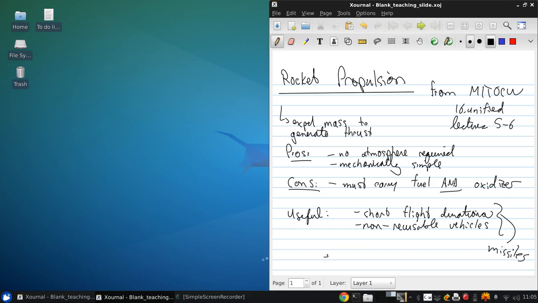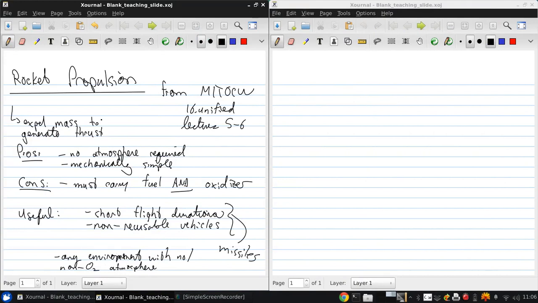And of course, also related to space, any environment with no atmosphere, or a non-oxygenated atmosphere for that matter. So that's just to say that anywhere that you can't use an aircraft with an air-breathing propulsion system, you always have the option of using rocket propulsion.